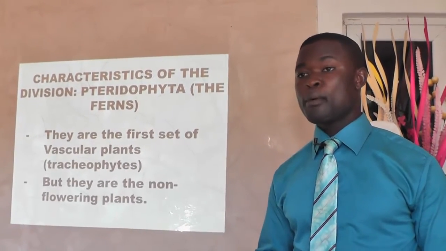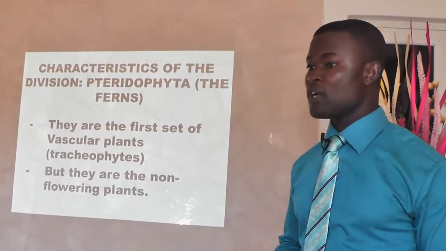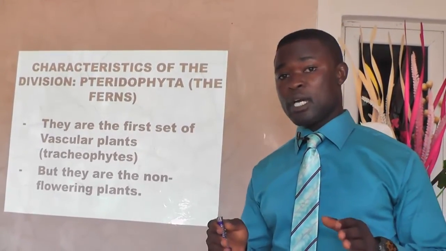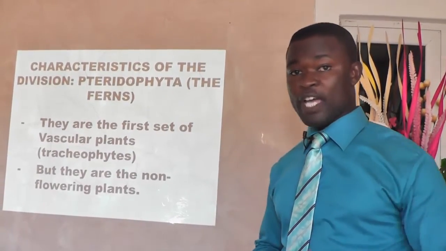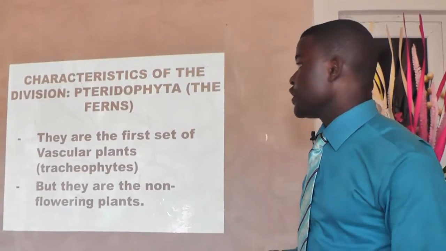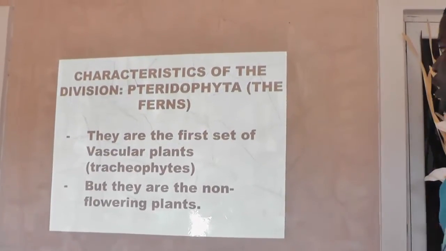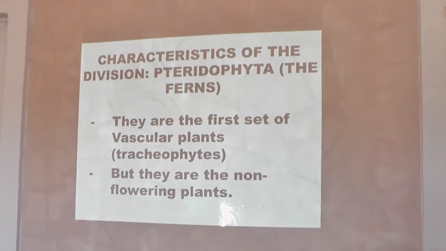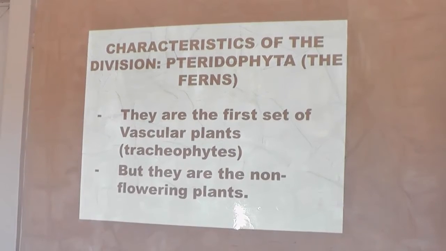Yes, the phylum BRYOPHYTA. So now let's quickly take a look at the other phyla we have. Remember I told you this kingdom has three phyla: the thallophyte, the bryophyte, and then the tracheophyte. But the tracheophyte is subdivided into two, which are pteridophyte and spermatophyte. So the first one we have there is the pteridophyte.